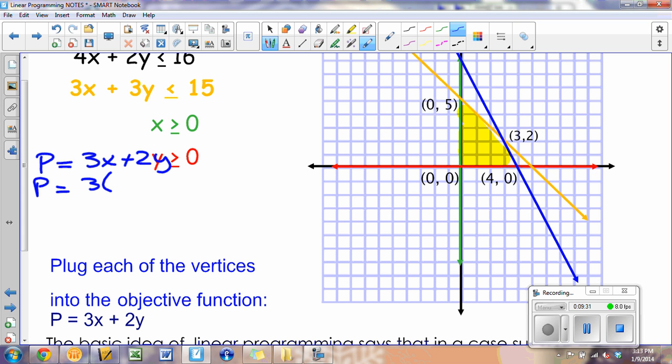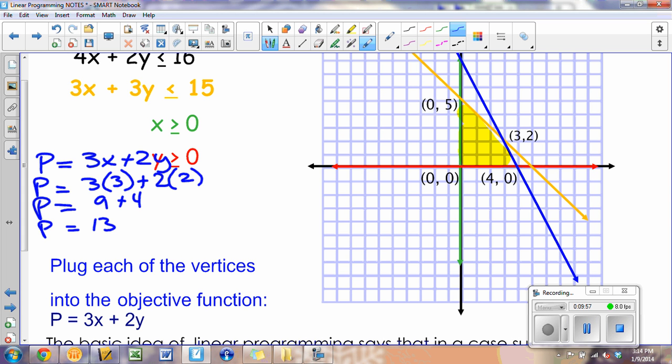So if I do 0, 0, well, I'm pretty sure it's not going to be 0, 0. Because if I sell no corn muffins or bran muffins, I'm not going to make any money. So I'm going to try 3, 2. 3 plus 2 times 2. This gives me a profit of 9 plus 4, so 13.